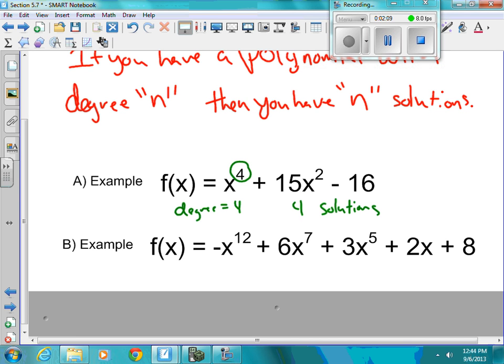F of x equals negative x to the 12 plus 6x to the 7 plus 3x to the 5th plus 2x plus 8. Well, the degree is, that's right, it's 12. And that means there are 12 solutions. And like I said, doesn't mean they're all real, doesn't mean they're repeated solutions. You may not be able to see them all on your graphing calculator when you graph the equation, but there are indeed 12 solutions to that equation. So that's how we use it. That's what we're going to use it for, to figure out how many solutions we have.